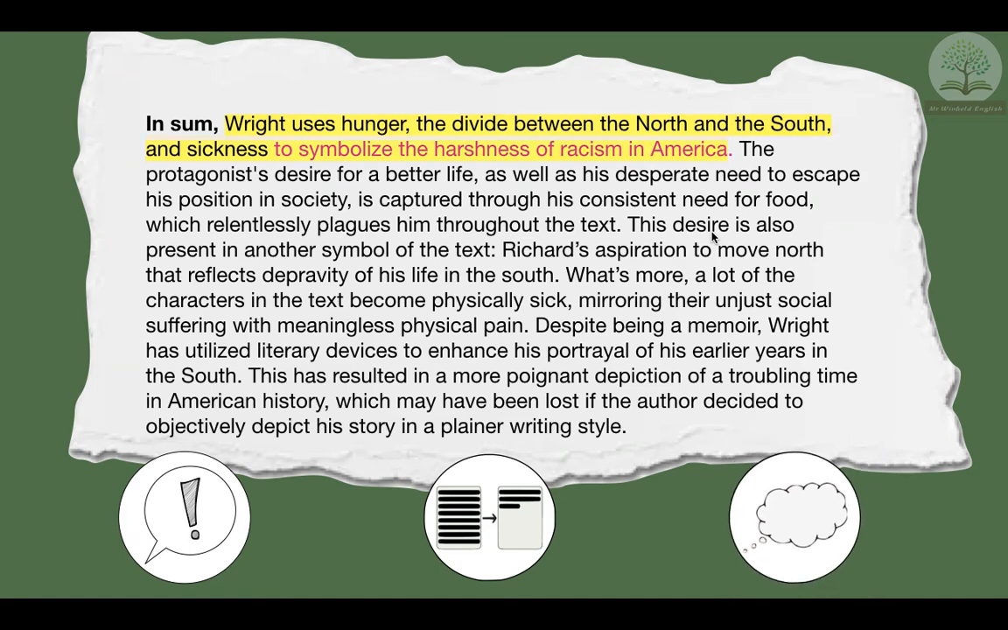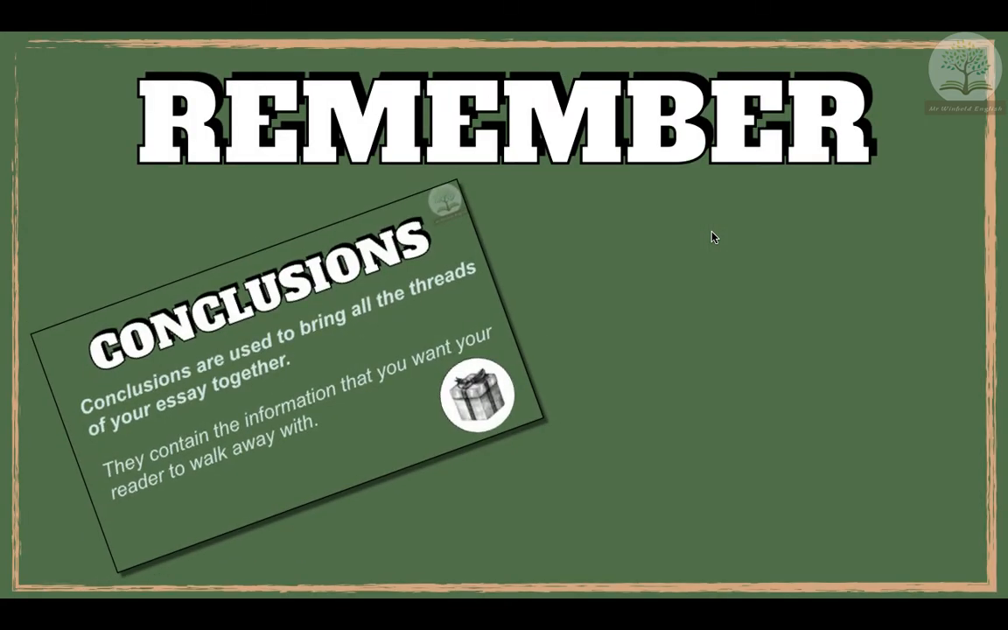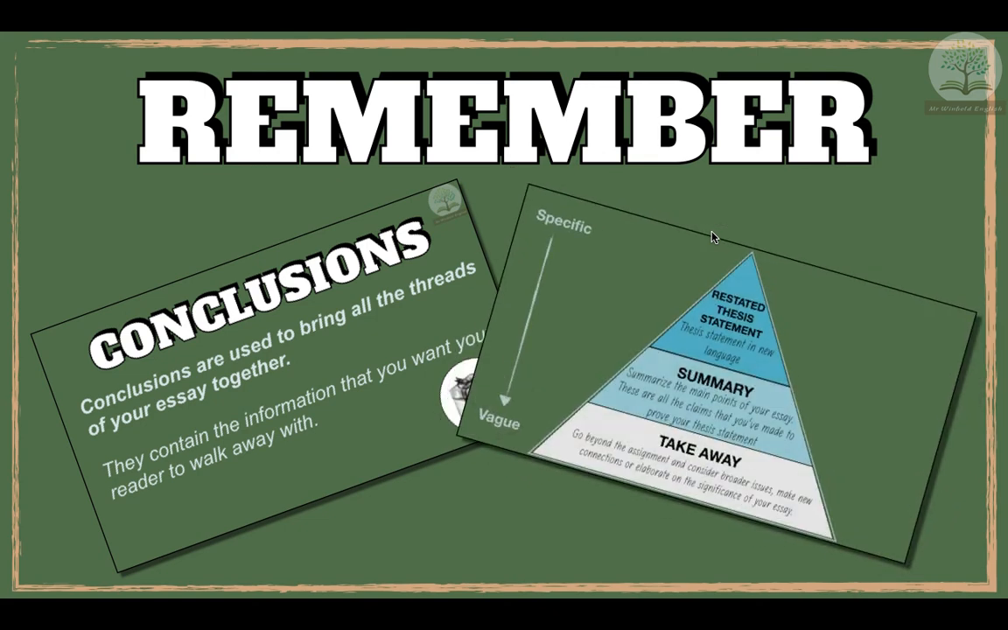When you're writing conclusions, I would like you to remember the following things. Conclusions are used to bring all the threads of your essay together. They contain the information that you want your reader to walk away with. They do not introduce new ideas. And also, you can think of them like a triangle separated into 3 parts, where you have the very specific restated thesis statement, a summary, and a final takeaway that your reader can walk away with, having better understood the text from your essay. Thank you.